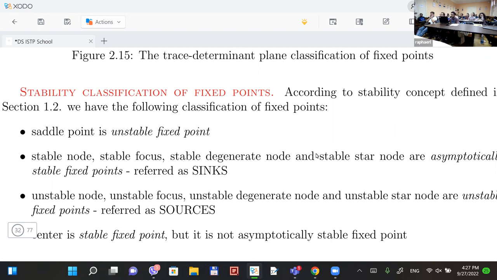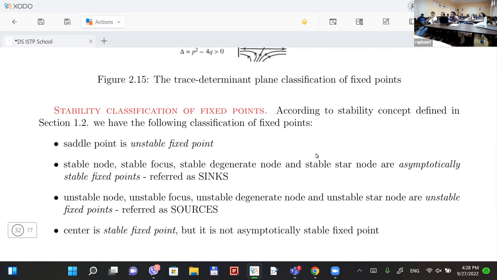And finally, according to the stability concepts, I've already done the general part of the stability through my classification, but let's conclude. We said that the saddle point is unstable. Stable node, stable focus, stable degenerate node, stable star node: we call it an asymptotically stable fixed point, or sink. And unstable node, unstable focus, unstable degenerate node, unstable star node: we call it an unstable fixed point, or source. The center, once again, is a stable, but not asymptotically stable, fixed point.